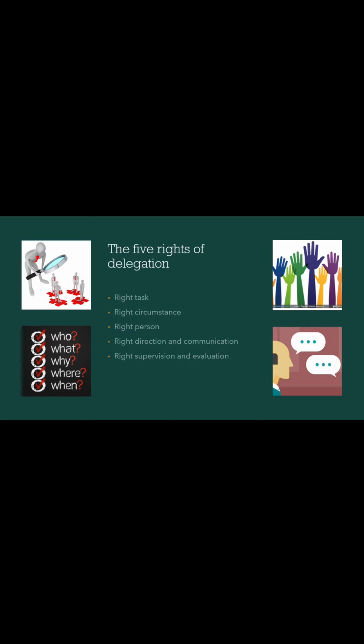Right direction and communication. It is important to have good communication when delegating a task. A good example of right delegation and communication is delegating a task to an assistive personnel to assist Mr. Brown in room 312 with a shower before 9 a.m. You inform the assistive personnel where to go, what time to go there, and when you would like that task to be completed. Right supervision and evaluation.